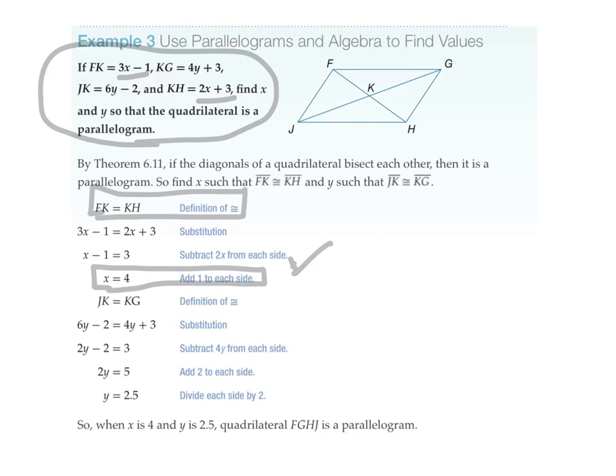Then, obviously, check for your y's. The other one, you've got 4y plus 3 and 6y minus 2. Again, they must equal each other, which is what they've got here. Okay, solve for y, which is what they've done. And again, plug it back in again. If it plugs back in and both of them are the same, then we're okay to go.